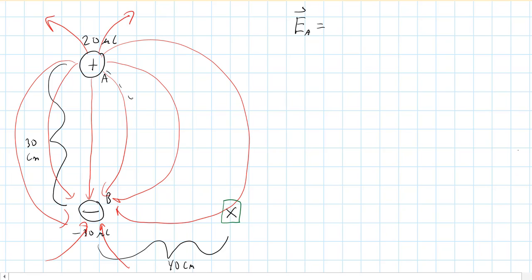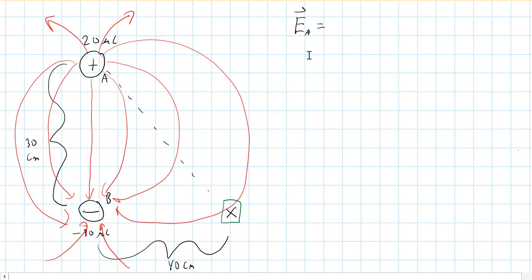First of all, you need to know how far away charge A is from location X. Hopefully, if you look at this, you're seeing that there's a right triangle here, and it's a 3, 4, 5 triangle. I've picked some nice convenient numbers for us. So the legs are 30 and 40, so the hypotenuse will be 50. If you didn't have round numbers, you would just use the Pythagorean theorem and figure it out.